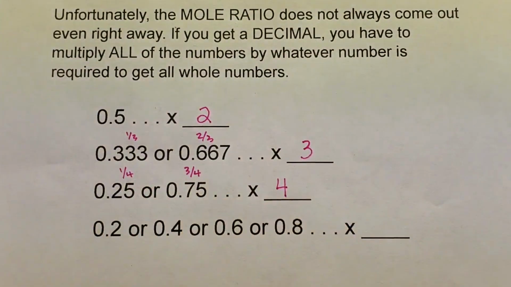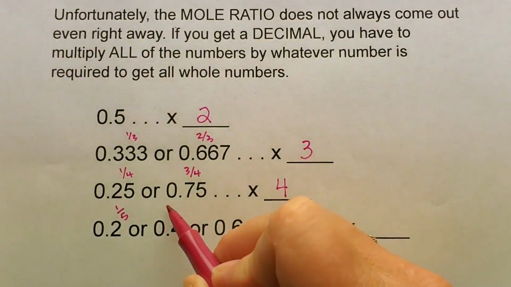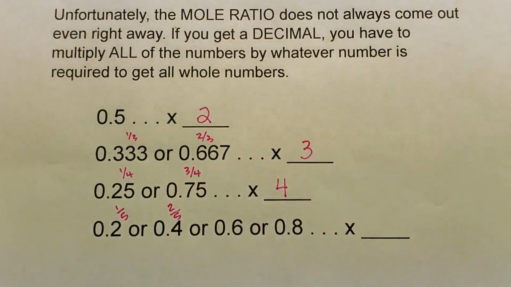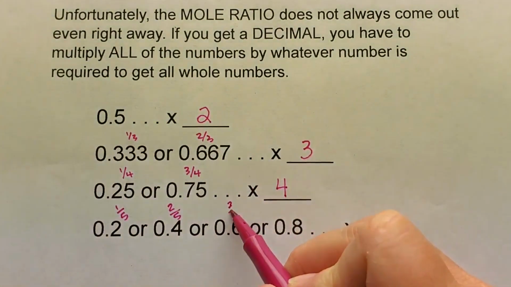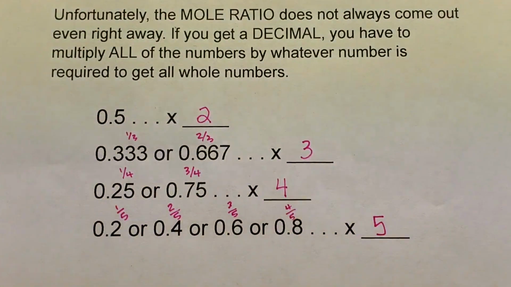And then these are less common, but they do sometimes happen. If you get 0.2, 0.4, 0.6, or 0.8, all of those fractions have a 5 on the bottom, and you would need to multiply those by 5.